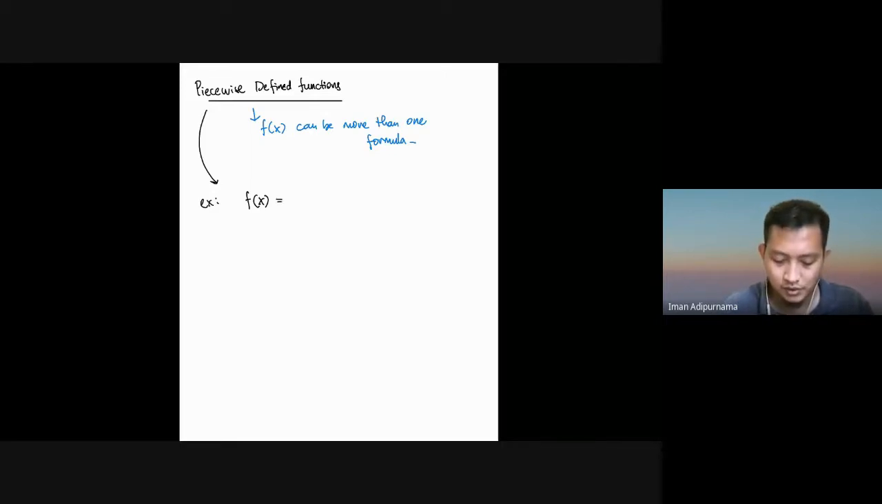So for example, you have functions. The first one is 1 minus x. The second one is x squared. So you have a linear and a quadratic. This is if x. Okay. Let's try to draw this function.